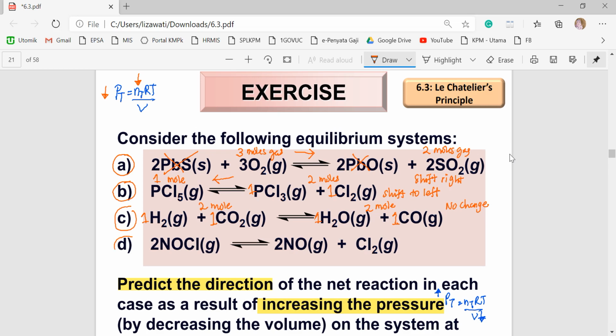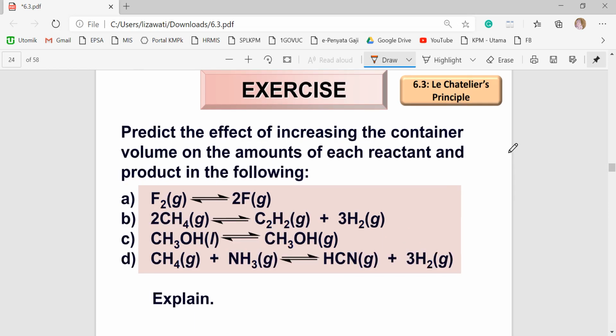Okay, and D here, so we have 2 moles at the reactant side. Product side, we have 3 moles. Alright, so the system will shift to the left side. Shift to the left.